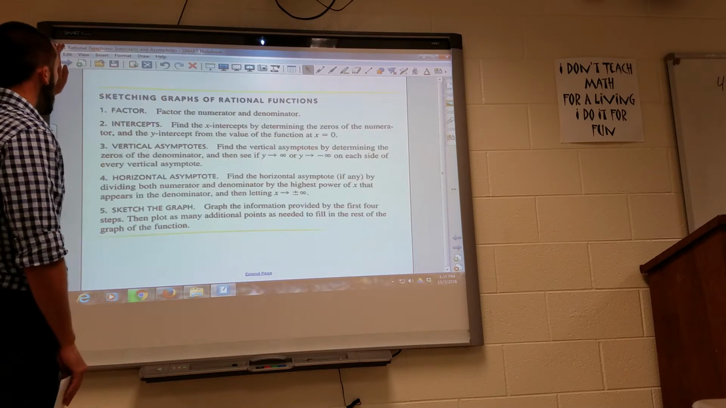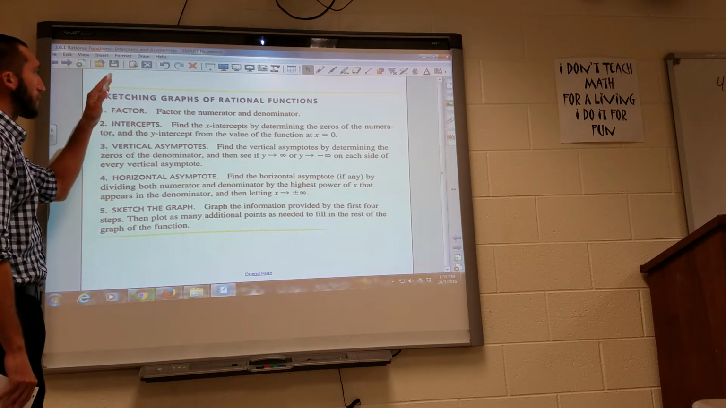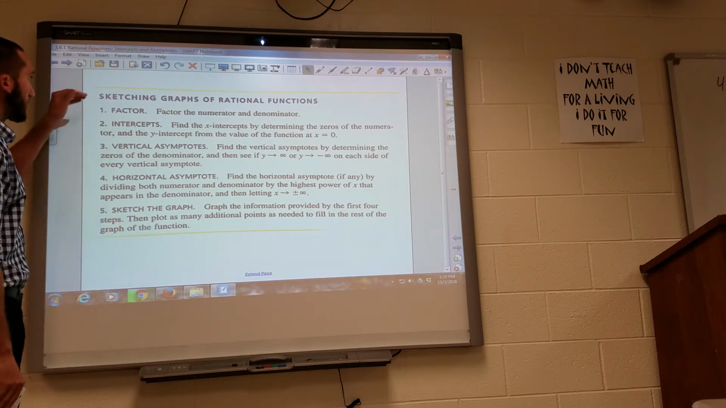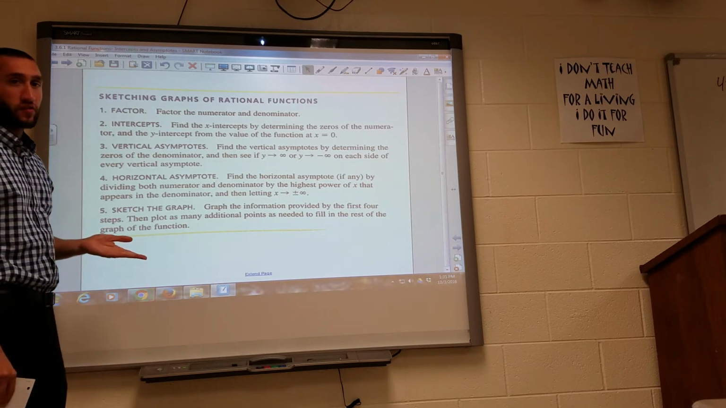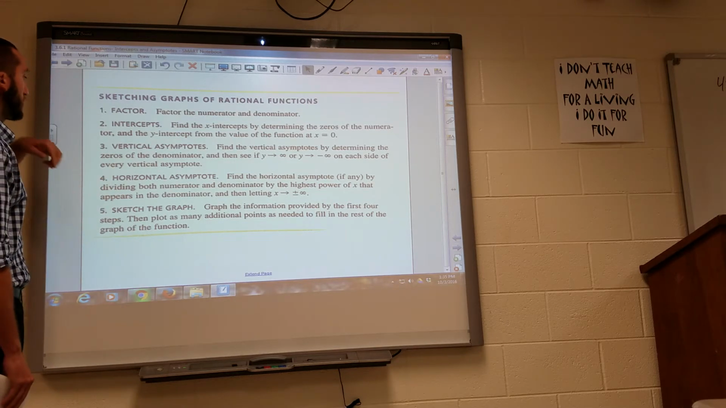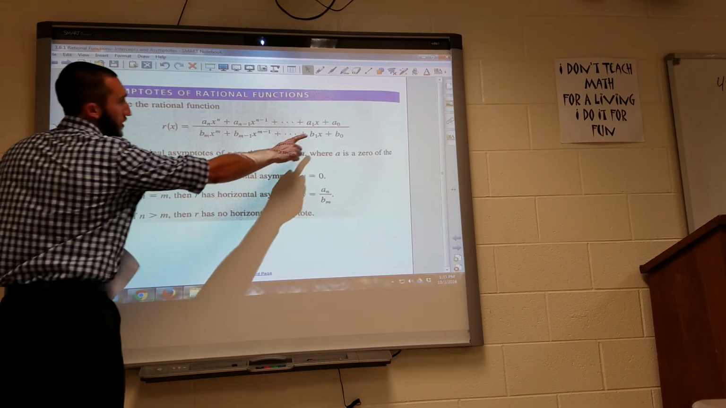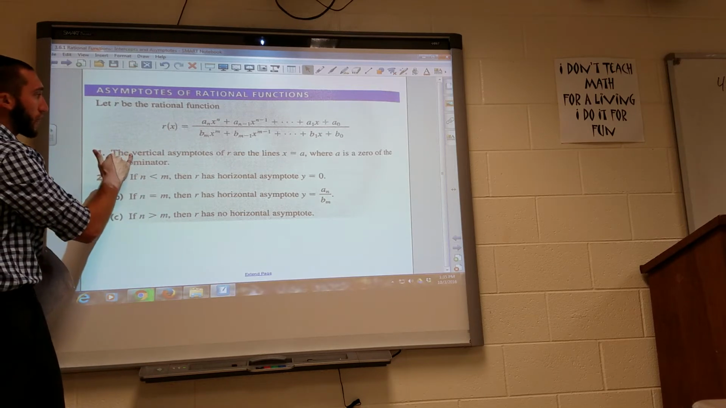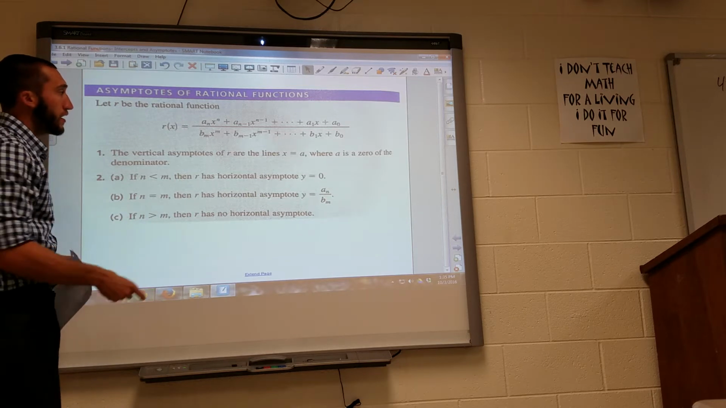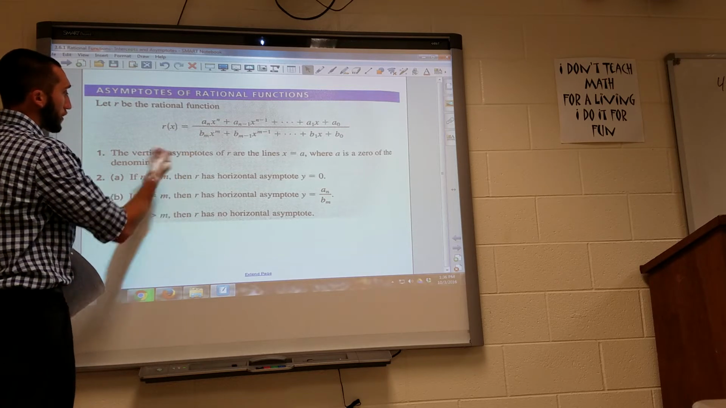So let's get into 3.6 part 1. The first thing I would like us to have down is please copy this chart down. It breaks down how to sketch rational functions. So go ahead, pause it, write it down, and also write down that the vertical asymptotes are the line x equals a, where a is a zero of the denominator. So just set the denominator equal to 0 and solve. That will give us our vertical asymptotes.